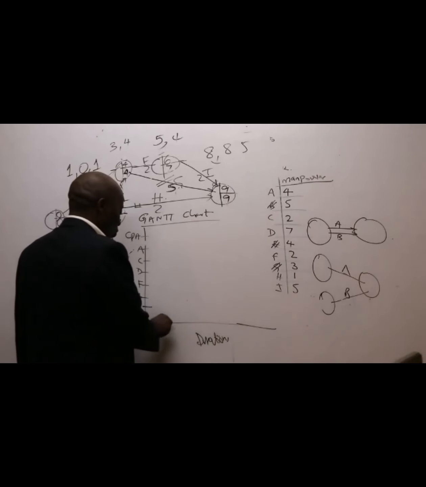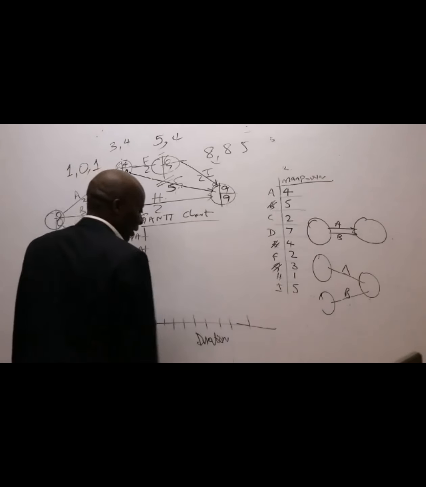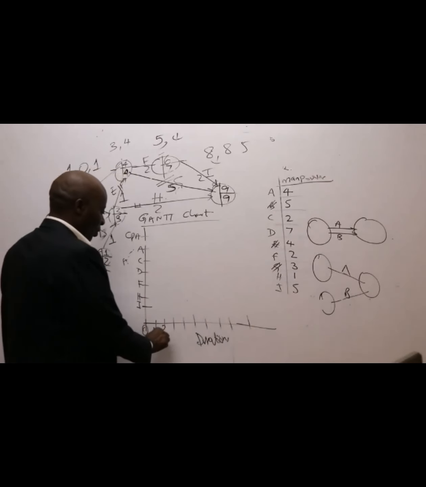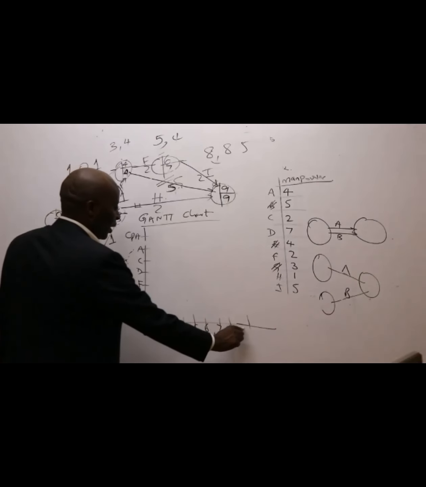So we have the durations 1, 2, 3, 4, 5, 6, 7, 8, 9. There are 9 of them. So we have 0 here. 1, 2, 3, 4, 5, 6, 7, 8, 9.